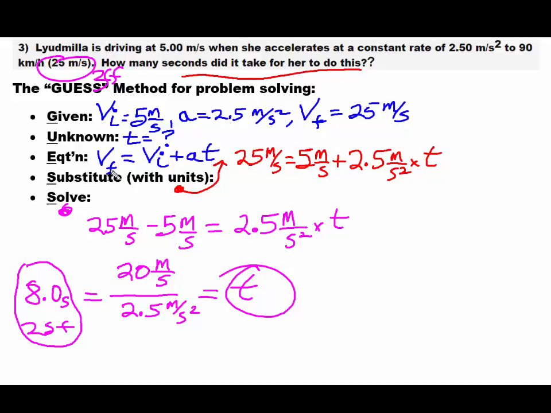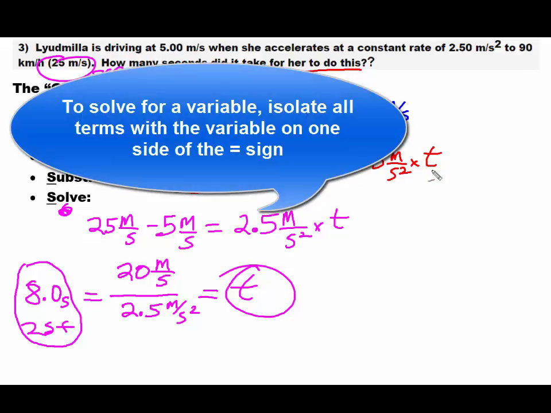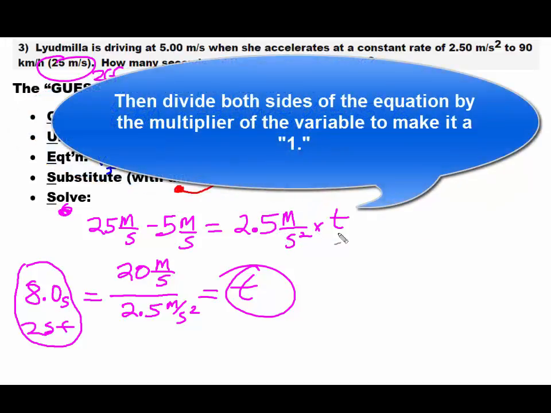The equation, final velocity is the initial velocity plus the acceleration times the time. Substitute in with units. 25 meters per second is 5 meters per second plus 2.5 meters per second each second times the time. Solve. 25 meters per second minus 5 meters per second is 2.5 meters per second each second times time, the unknown. The idea is to get all terms with the unknown on one side of the equal sign.